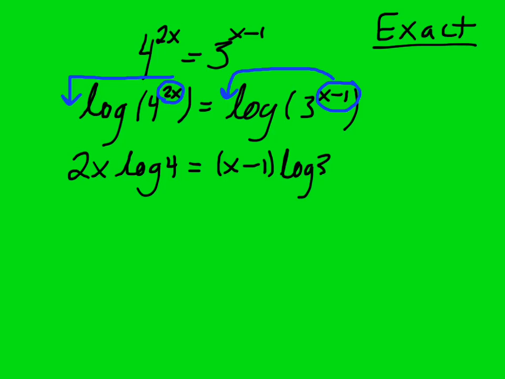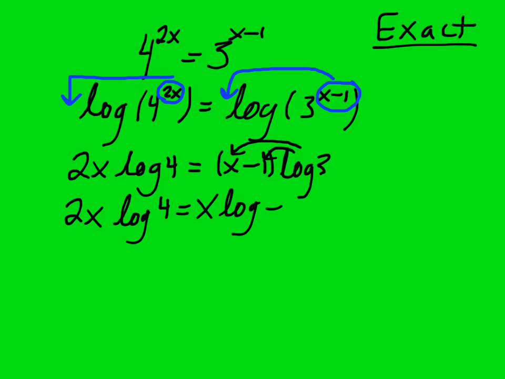So what I have to do now is distribute. I'm going to multiply log of 3 by both of these. So I have 2x log of 4 is equal to x log of 3 minus log of 3. Whoops, I forgot my 3.